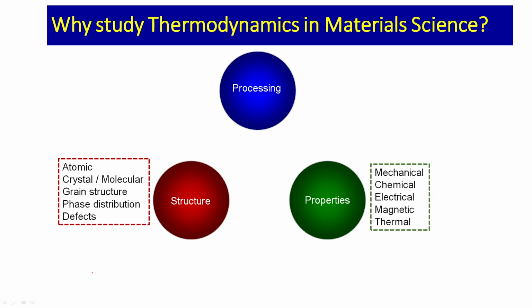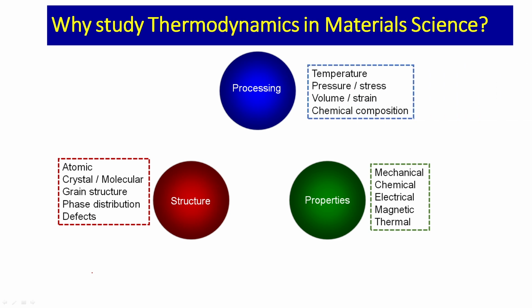Now, how do you develop these castings or whatever components? By definite processing. But during processing, we have certain parameters to be controlled, like temperature, pressure or stress, strain, and chemical composition of the material. That also we can change, right? Whether it is aluminum silicon, aluminum copper silicon, or aluminum copper magnesium silicon, whatever, we can change it. That is also a parameter in processing.